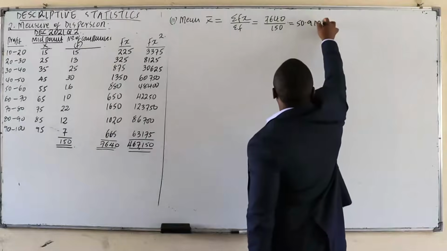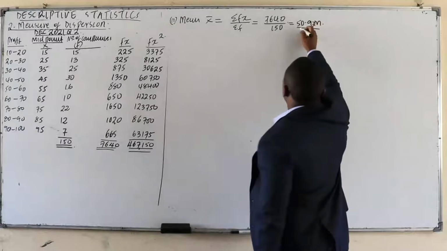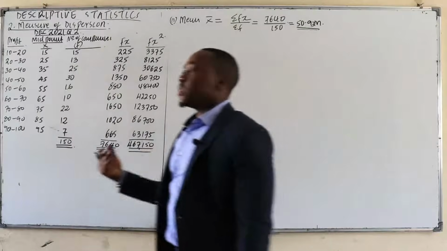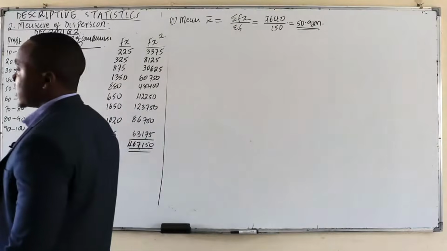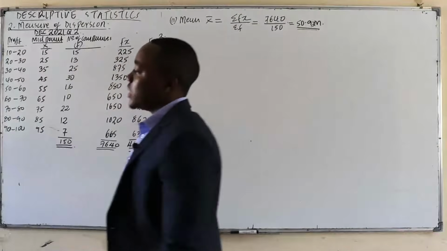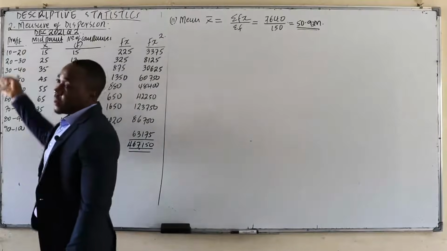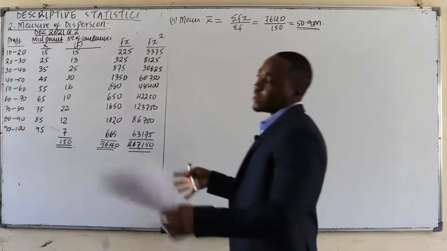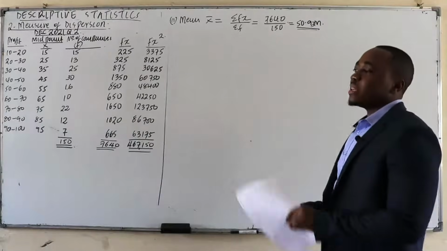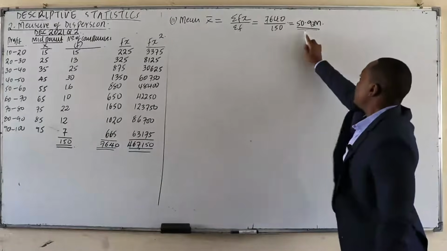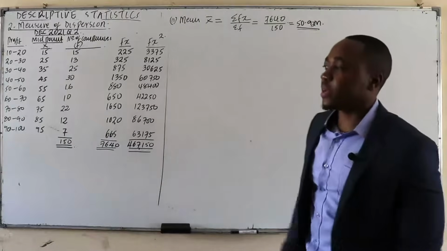So how do we interpret that? You see, in this case, we are conducting research based on the company's profitability of manufacturing industry of 150. And then our profit were given in millions. So that means on average of that industry of manufacturing, they make a profit of 50.93 million. That's how we interpret that.